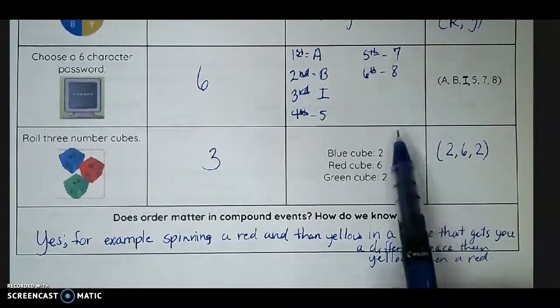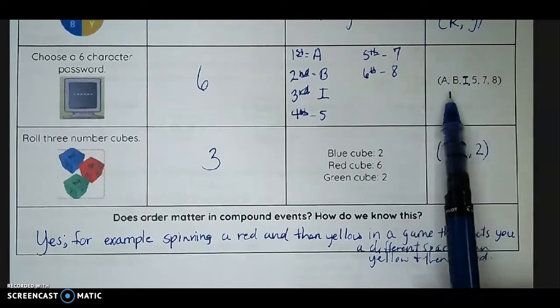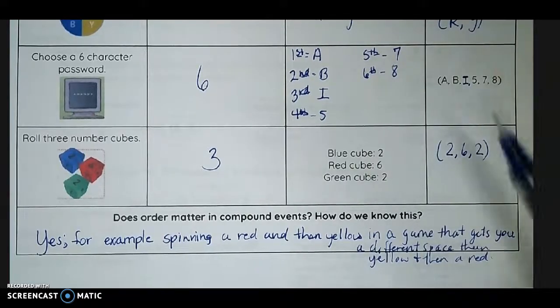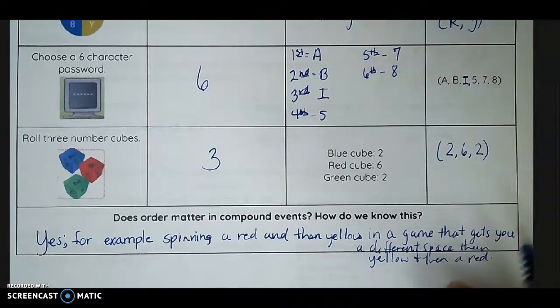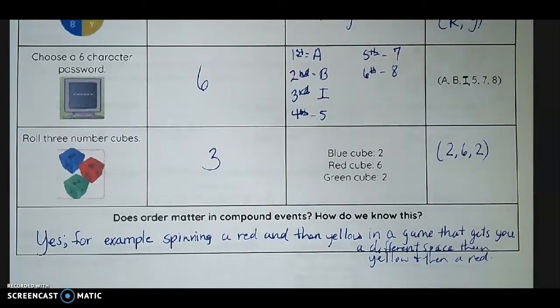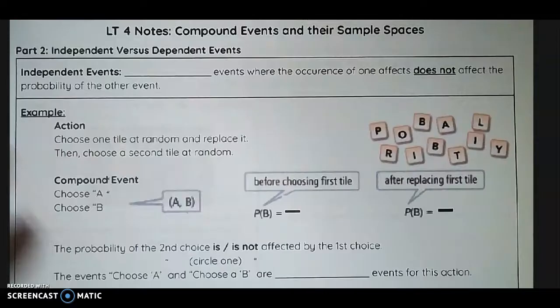Also with my password, if I don't put these in the right order, it's not going to work. It's not going to go, oh, well, you have all the right letters and numbers. They're just not in the right order. That'll work. We can do that. That's part of what makes your password so protective, is that there's a certain order to it. It can't just be those letters and numbers. They have to be in a certain order. So now we're going to talk about independent events versus dependent events.